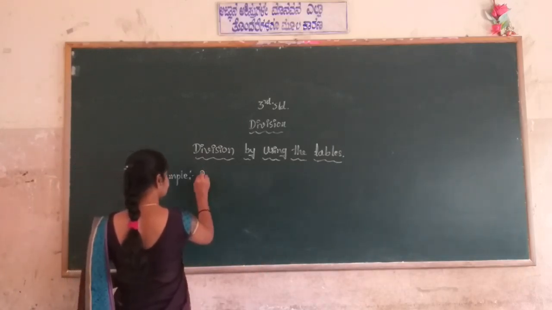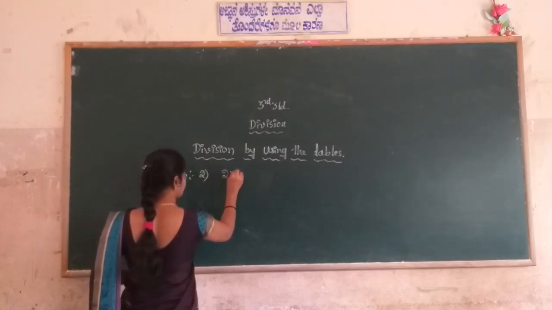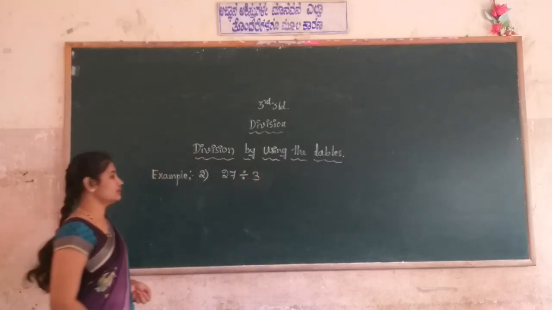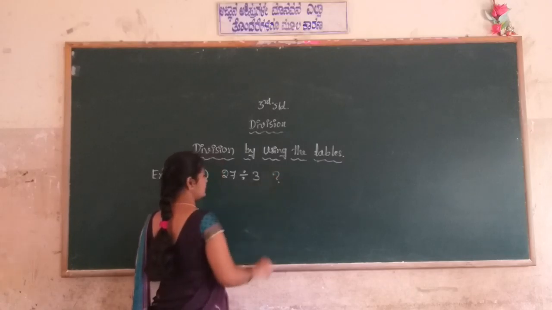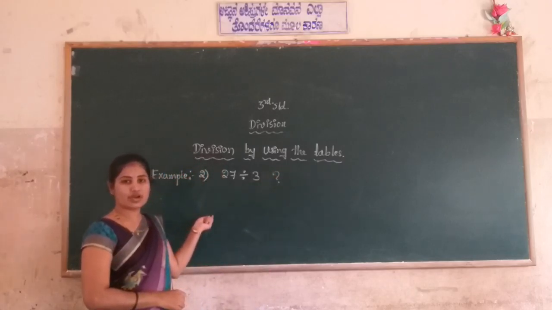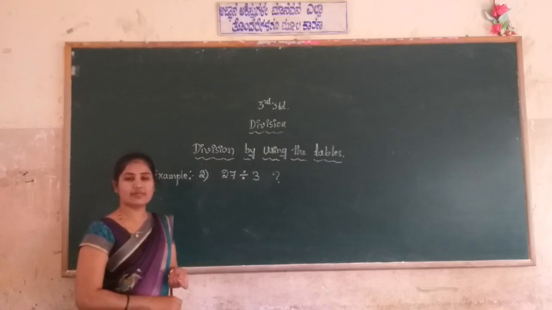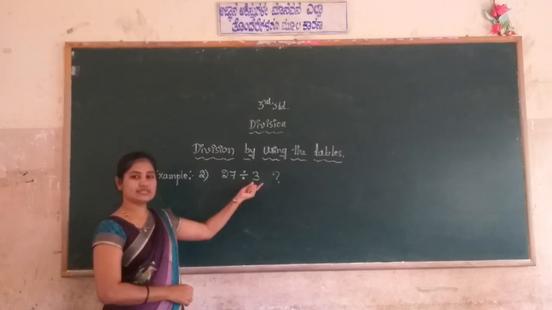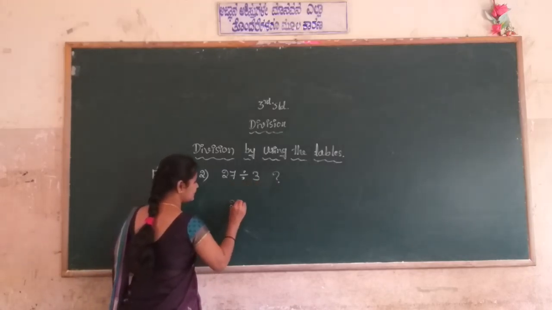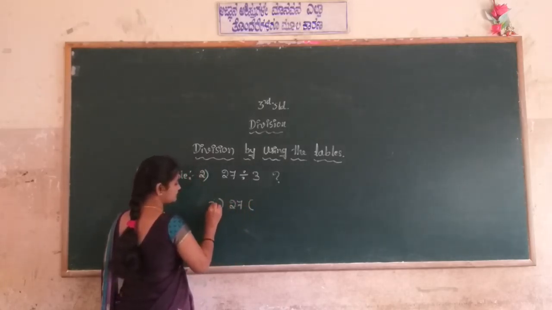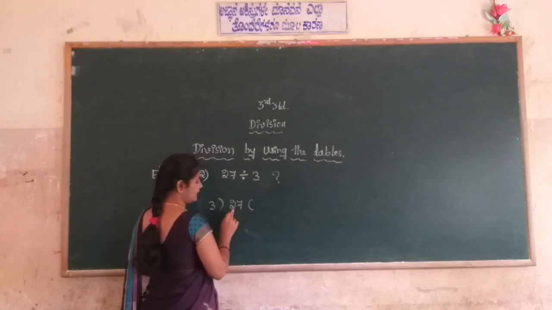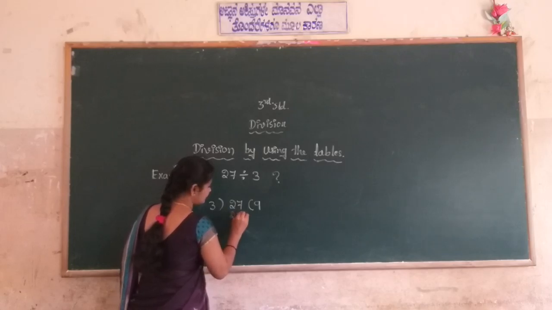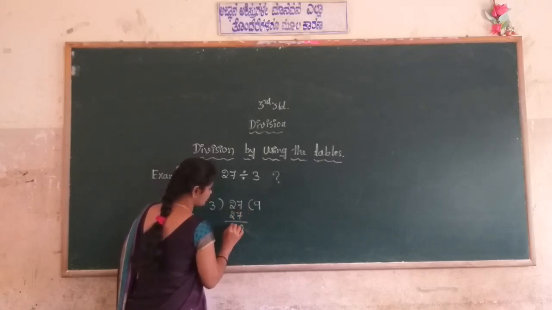Example 2. 27 divided by 3. Dear student, this division fact also has four components: dividend, divisor, quotient, and remainder. First, we divide this number using the 3 table. First you write 27 divided by 3. Does the table have 27? Yes, 3 nines are 27. Therefore, you do the subtraction.